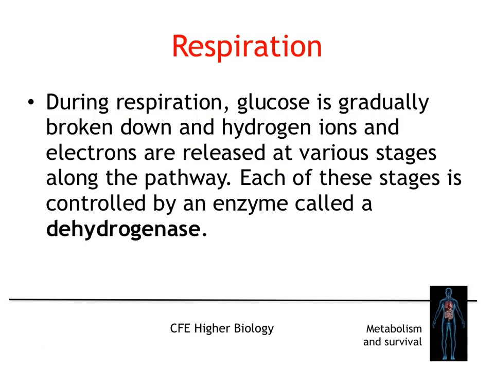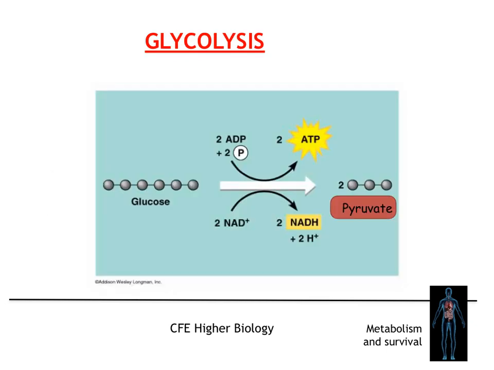So to sum up what's happening during the respiration pathway, your glucose is gradually broken down, and as that happens, hydrogen ions and electrons are released at various stages along the pathway. Now, what you need to know about are enzymes, and there are a number of them, called dehydrogenases, dehydrogenase enzymes, and they control the pathway of respiration. So let's look at the start of respiration. The first part of respiration is glycolysis. Now, this occurs in the cytoplasm, if you remember that from your National 5. We'll talk about the mitochondria in a moment.